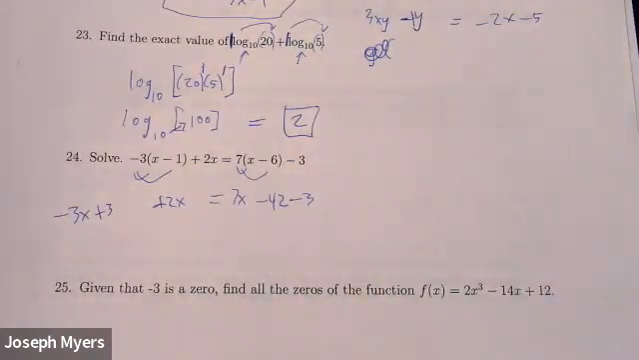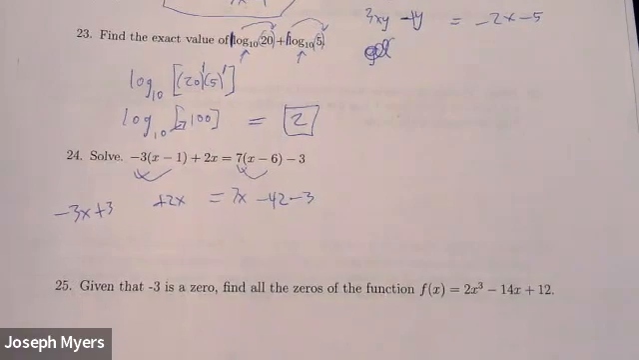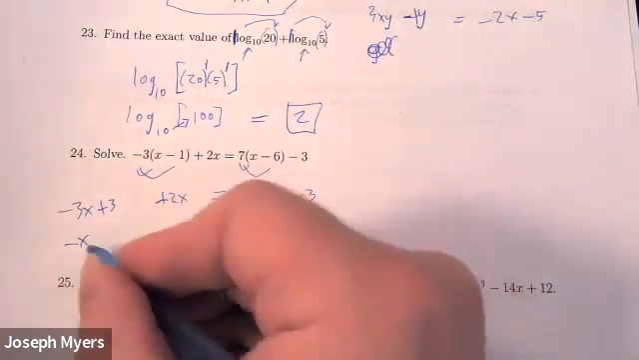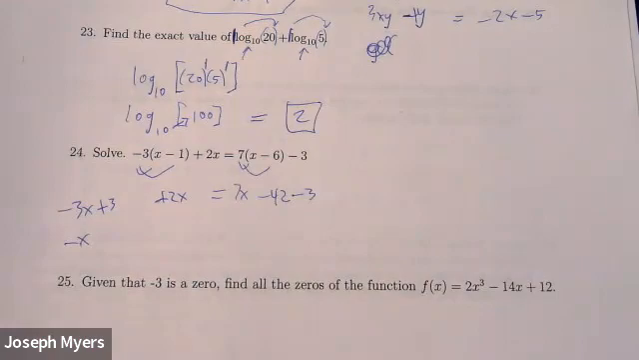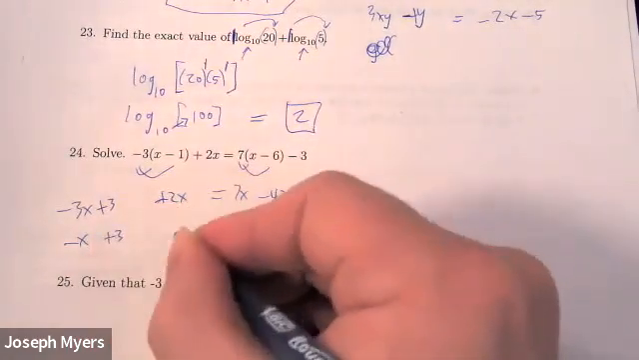So there we go. So here we have negative 3x plus 3 plus 2x equals 7x minus 42 minus 3. Now we still have to combine some terms together. So what is negative 3x plus 2x? What does that make? Negative x. What happens to the positive 3? It just stays the same.